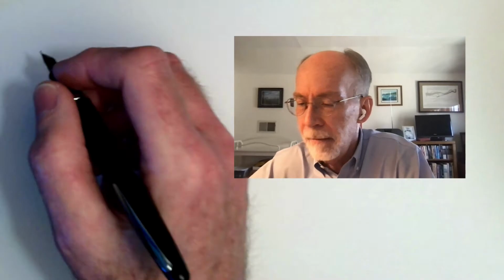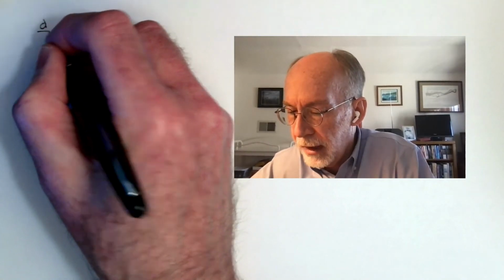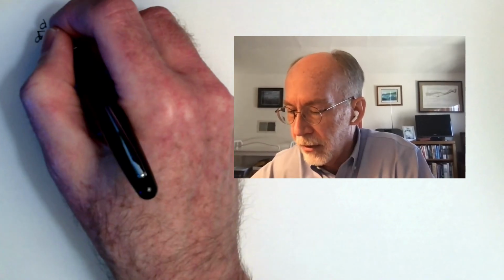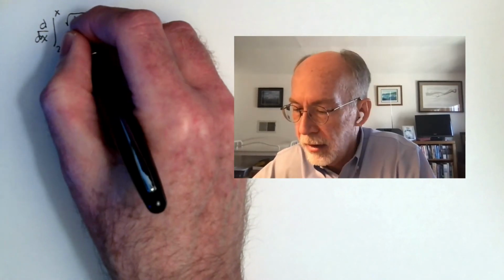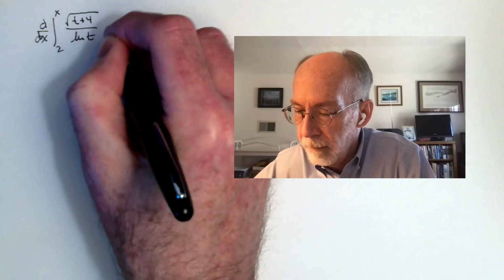Before we forge ahead with an example that combines both the fundamental theorem and the chain rule, let's do just a fundamental theorem part two example to sort of get our juices flowing and give us an opportunity to address maybe some issues of domain. So I'm going to ask, what is the derivative of the function defined in this way? Integral from 2 to x of square root of t plus 4 all over the natural log of t dt.